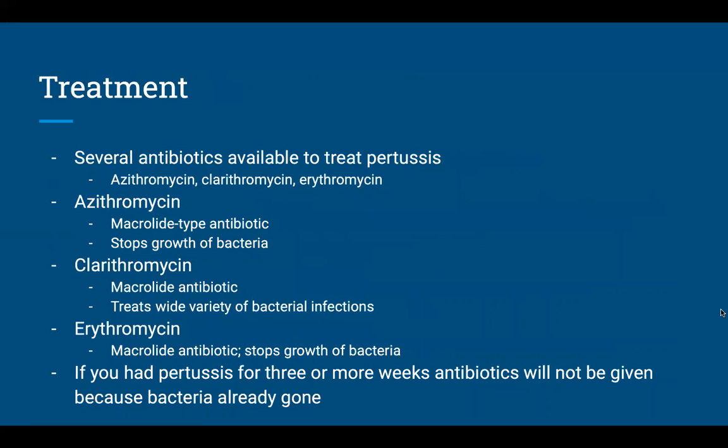Pertussis is treated by a doctor prescribing antibiotics to kill bacteria. There are 3 antibiotics that are typically used to treat pertussis: azithromycin, clarithromycin, and erythromycin. These are all macrolide antibiotics and are used to stop the growth of bacteria. If an individual has had pertussis for 3 or more weeks, a doctor will not prescribe antibiotics because the bacteria is technically already gone.